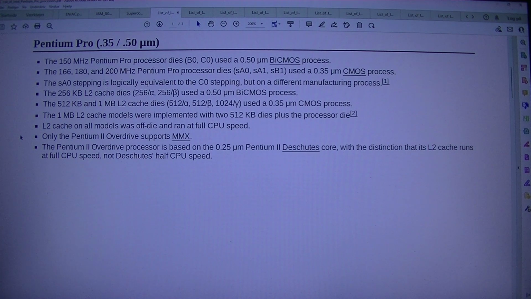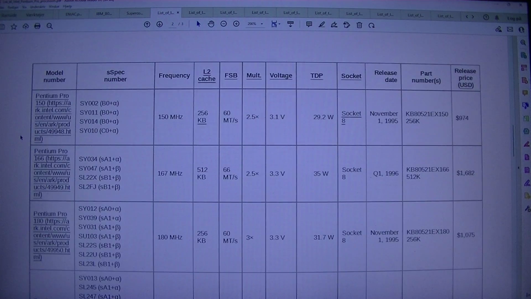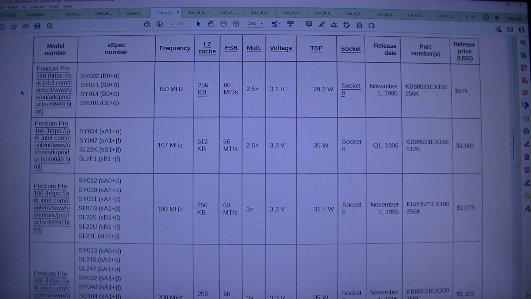Only the Pentium II Overdrive supports MMX. The Pentium II Overdrive processor is based on the 0.25 micrometer Pentium II Deschutes core, with the distinction that its L2 cache runs at full CPU speed, not Deschutes' half CPU speed. Model number, sSpec number, frequency, cache, FSB, multiplier, voltage, TDP, socket, release date, part number, release price in USD.